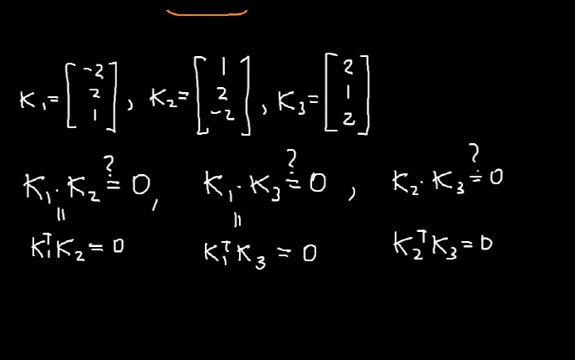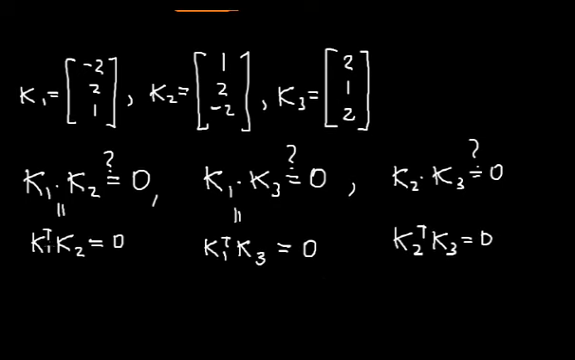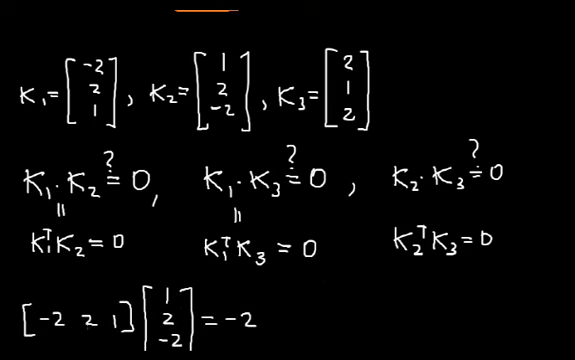So what we need to do now is to check that the transpose of k1 multiplied with k2 gives a 0. And so, well, what is the transpose of k1? This is minus 2, 2, 1, and k2 is 1, 2, minus 2. And when we multiply these together, we get minus 2 times 1 is minus 2. Then 2 times 2 is 4, so that's plus 4. And then plus, well, minus 2, because it's 1 times minus 2 is minus 2. Okay, so this value is the same as minus 4 plus 4, which is indeed 0.